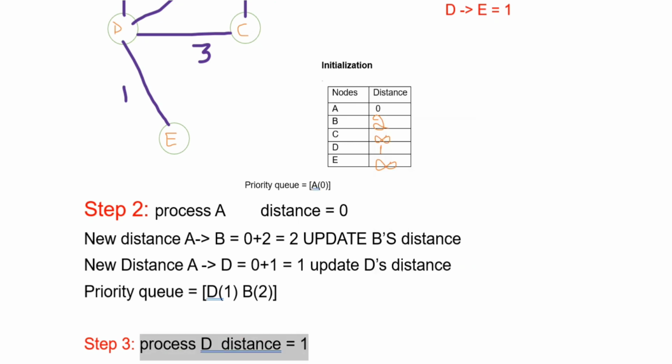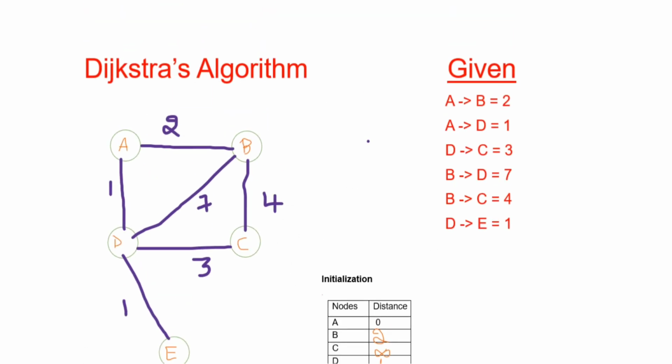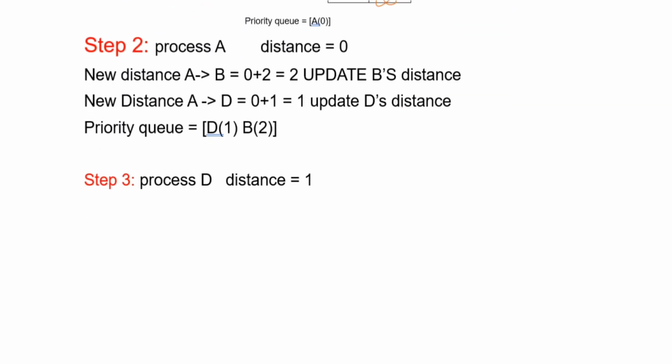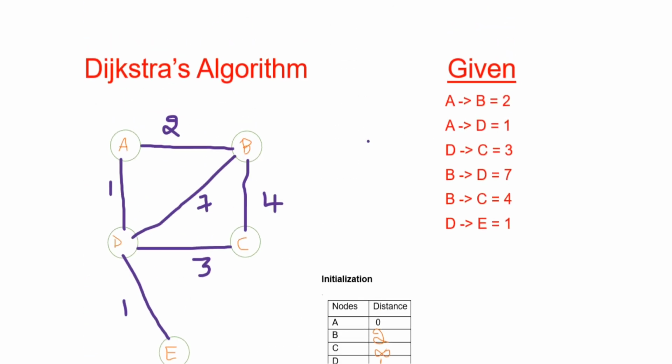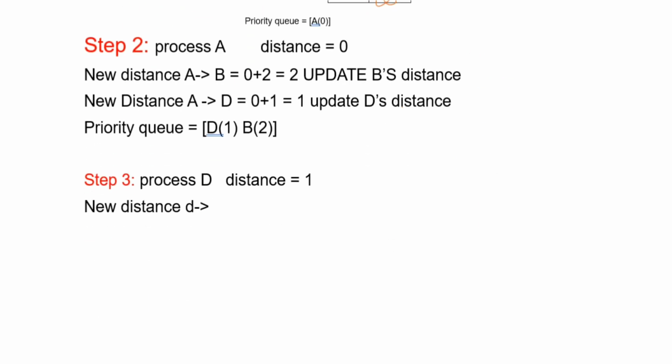We need to calculate D's neighbors. The neighbors of D are A and E. A is already visited, so we check E. The new distance of E is 1 plus the D to E distance of 1, which is 2. We need to update it.